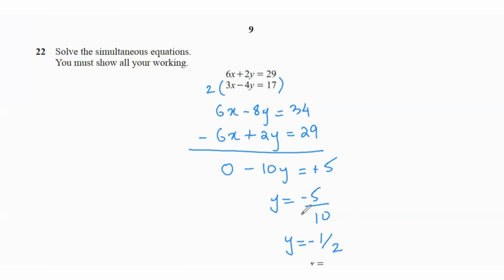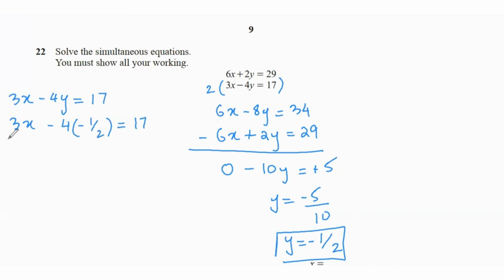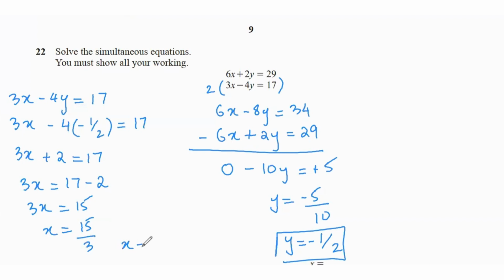So now to find x, we can substitute this value into either of the equations. I'm going to pick the second one, 3x minus 4y equals 17. So 3x minus 4 times negative 1 over 2 equals 17. That's 3x plus 2 equals 17. 3x equals 17 minus 2, which is going to give us 15. And we know that 15 divided by 3 is basically 5. So x is 5 and y is negative 1 over 2.